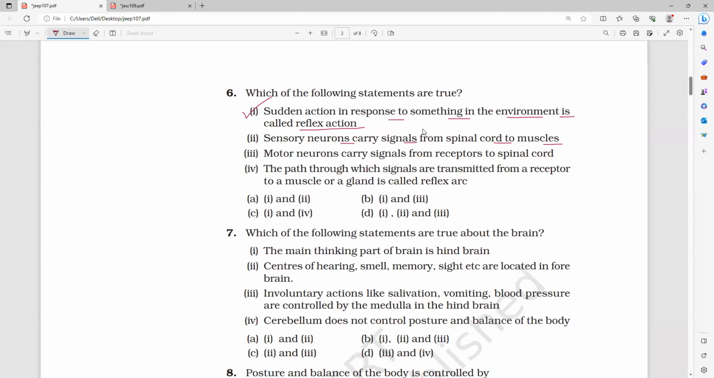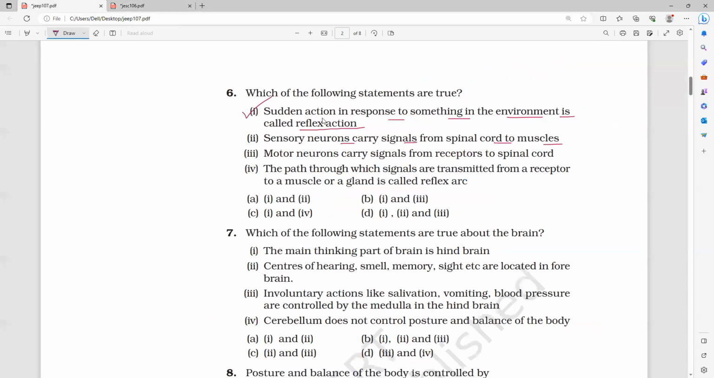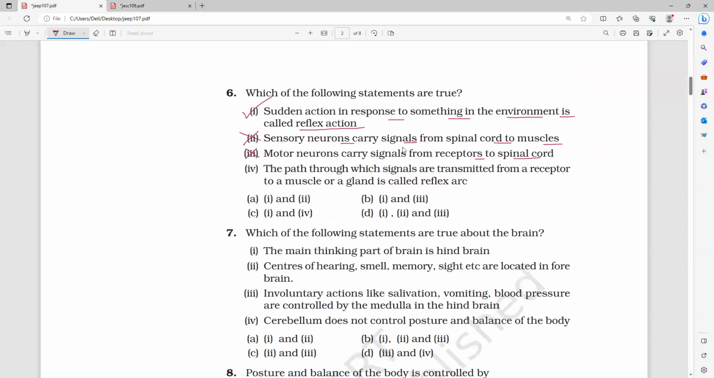Next: sensory neurons carry signals from spinal cord to muscles. Where will they carry? Sensory neurons carry signals from receptors to the spinal cord. So the second statement is wrong. Motor neurons carry signals from receptors to the spinal cord. Wrong. Motor neurons bring the signals from the spinal cord to the effectors, the muscles. So this is also wrong.